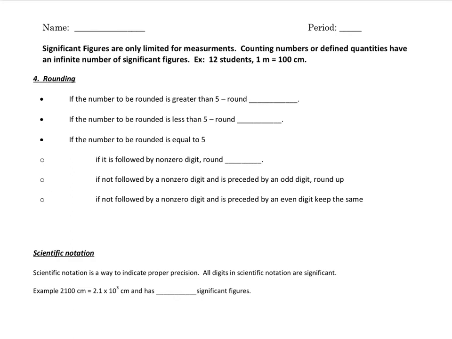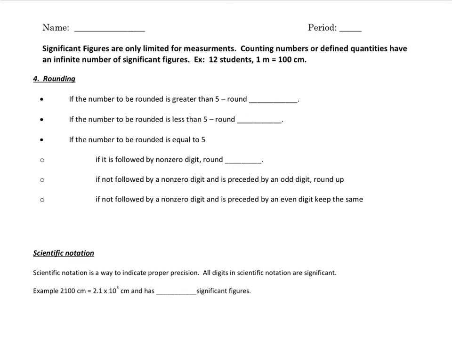Or if you have a definition, for example, by definition, 1 meter is equal to 100 centimeters. That does not apply to all conversion factors, but only ones that are defined. When they came up with centi, they said that would be 100th of the base unit, and so that's a defined value, and so this 1 and this 100 have an infinite number of sig figs, so they do not limit your sig figs when you're doing calculations.